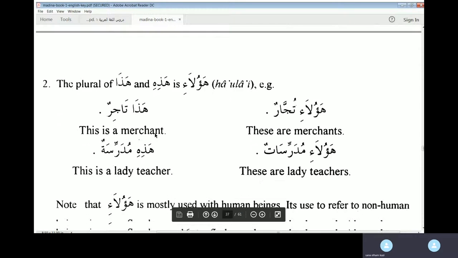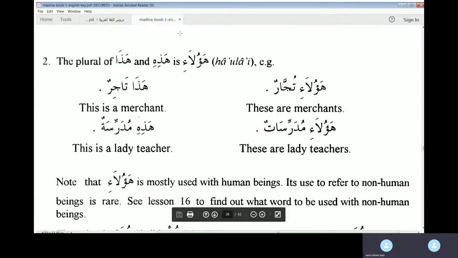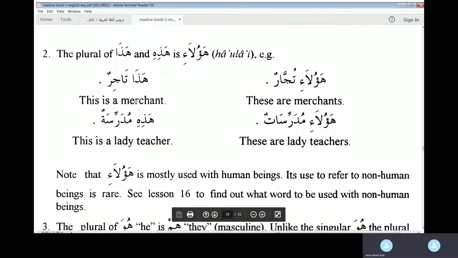Plural of haza and hazihi is haulai. Example, haza tajirun, haulai tujjarun. This is a merchant. These are merchants. هذه مدرسة. This is a lady teacher. هؤلاء مدرسة. These are lady teachers.